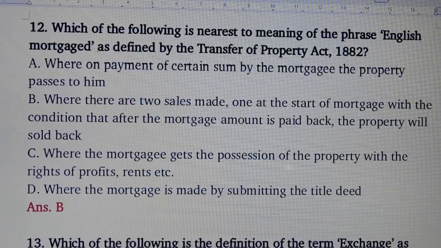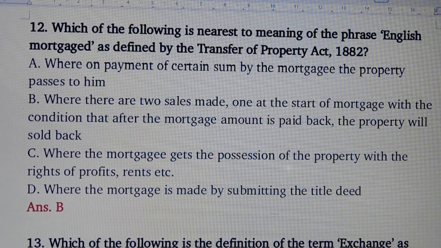Question number 12. Which of the following is nearest to the meaning of the phrase English mortgage as defined by the Transfer of Property Act? Answer is option number B, where there are two sales made, one at the start of the mortgage with the condition that after the mortgage amount is paid back, the property will be sold back.